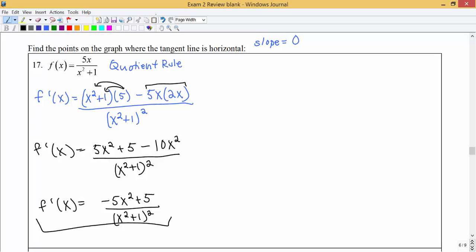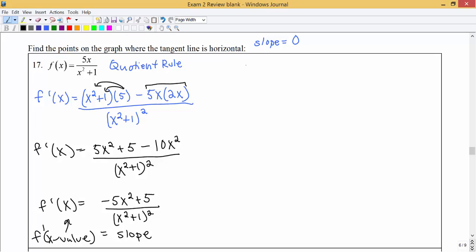So here's our derivative. Remember that the derivative takes in the x value of the point and then spits out the slope. So when we talk about the derivative, the input is the x value of the point, and then the output is the slope of the tangent line at that point. So we want to set the slope equal to 0.